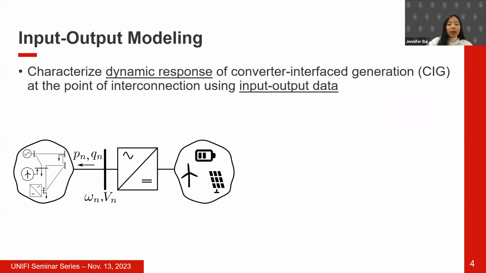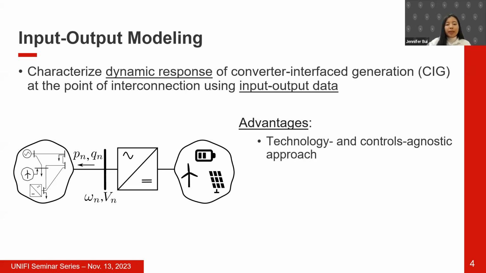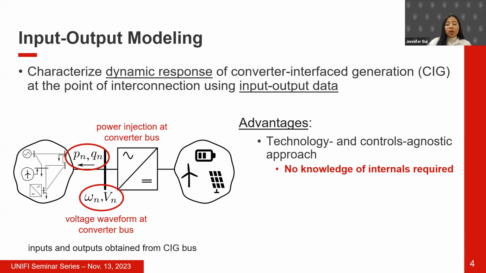One useful tool here is input-output modeling, where the objective is to characterize the dynamic response of a converter interface generation, or CIG, at the point of interconnection using only input-output data. A big advantage here is that this is a technology and controls agnostic approach, meaning that it is not required that we know the internal control structure or embedded hardware.